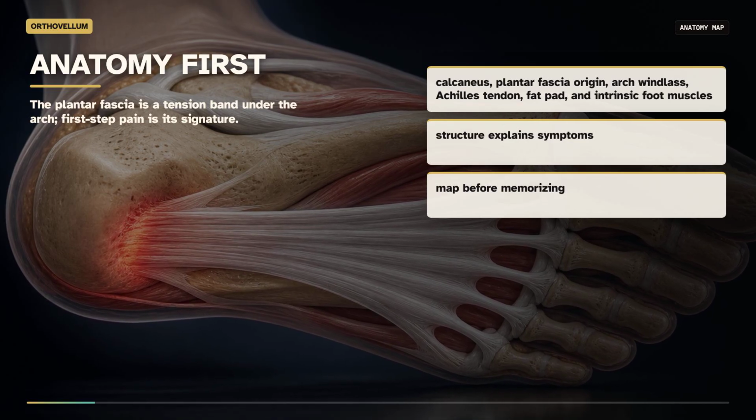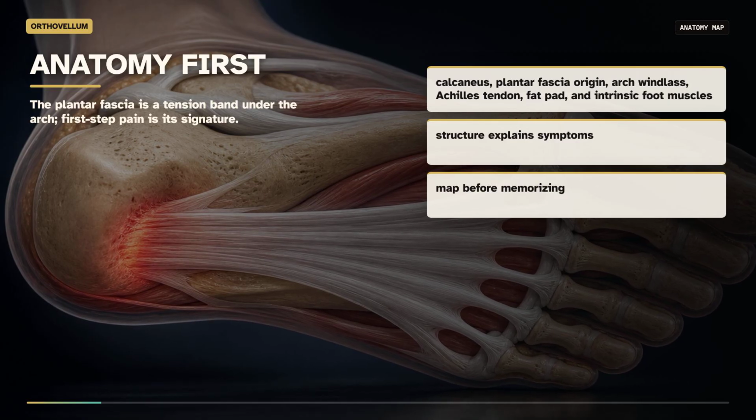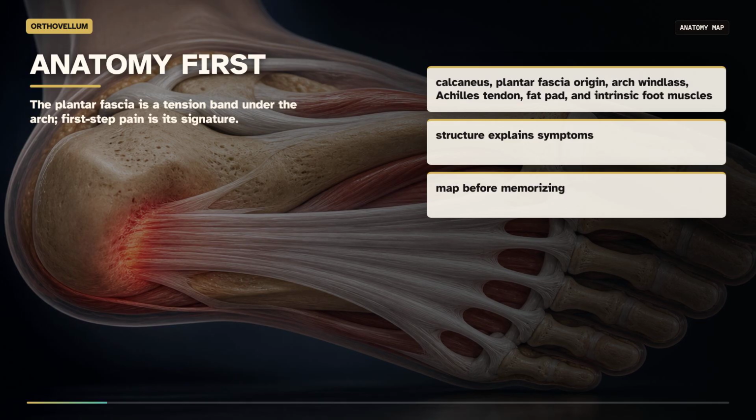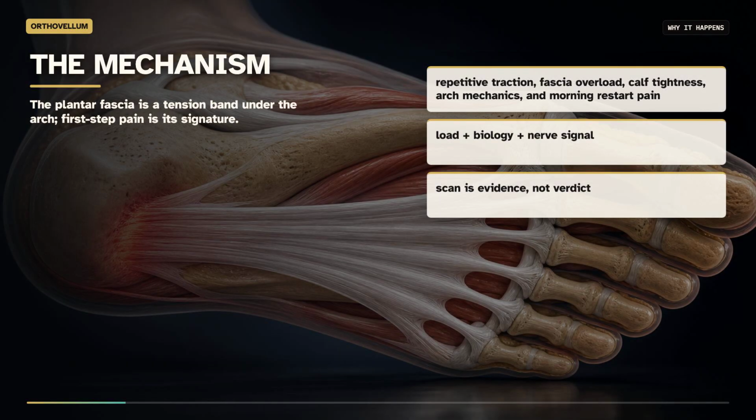In real life, the problem sounds like this: sharp heel pain with first steps in the morning, then pain after long standing or running. That story is the doorway into the diagnosis. It tells us which tissues are likely overloaded, irritated, torn, compressed, or failing to share load. The core mechanism is repetitive traction, fascia overload, calf tightness, arch mechanics, and morning restart pain.